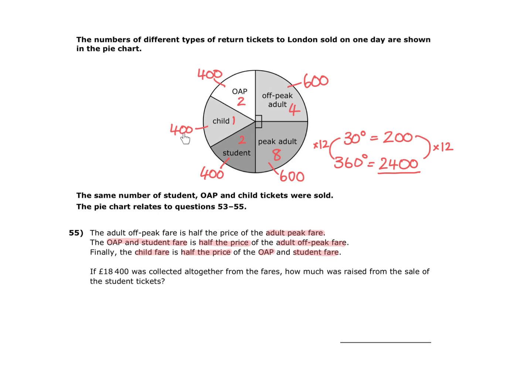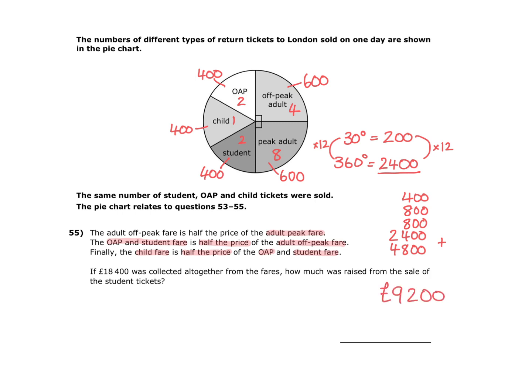If 400 children's tickets were sold at the price of £1, then that would be £400 in total. The OAP tickets would total 400 at £2 each, so that would be £800. The student tickets would be 400 tickets at £2 each, and that would be a further £800. Then we'd have 600 off-peak adult tickets at £4 each, so that would be £2,400. And finally 600 peak adult tickets at £8 each, so that would be £4,800.